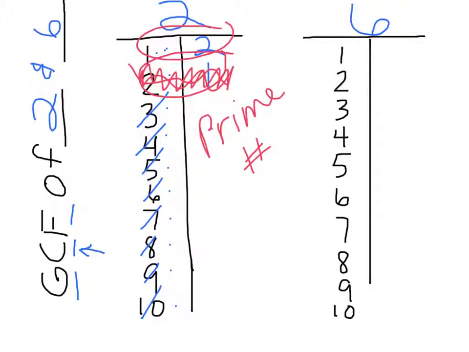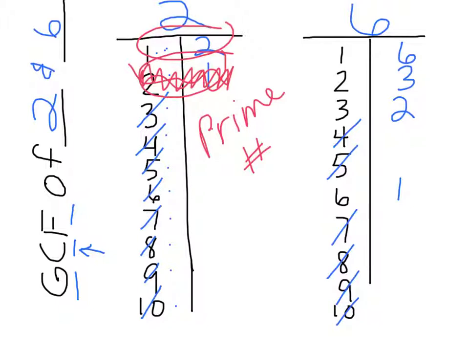Then we check 6. So we go through 6. Yes, 1 goes into 6 6 times. 2 goes into 6 3 times. 3 goes into 6 2 times. 4 does not. 5 does not. 6 goes into it once. 7 does not. 8 does not. 9 does not. And 10 does not.